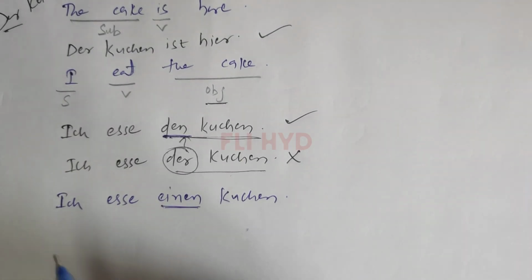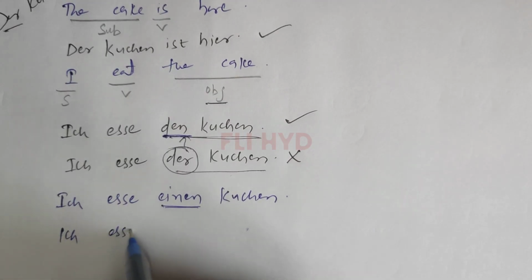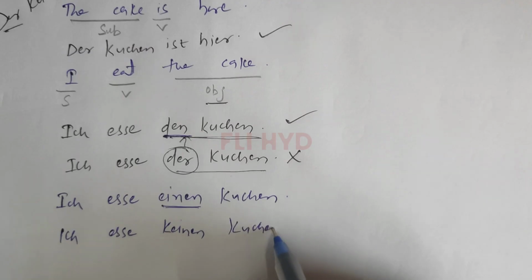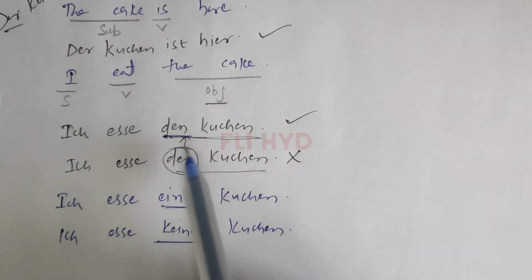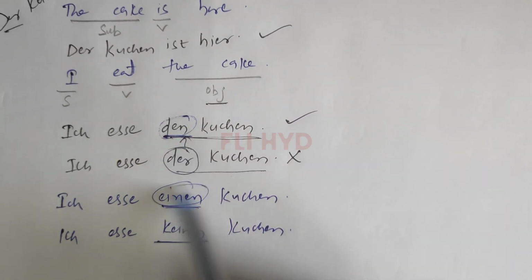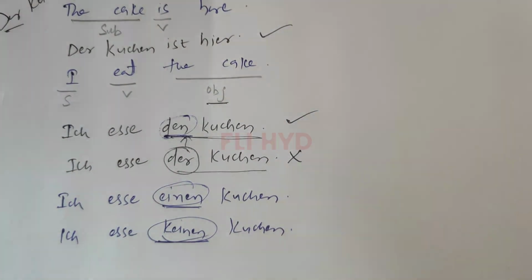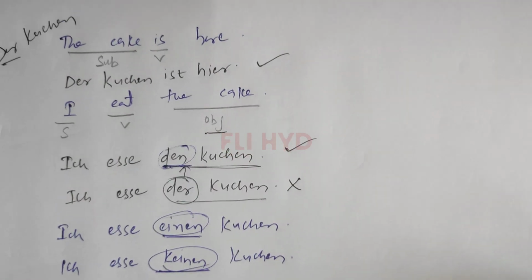If you want to say, I don't eat any cake, ich esse keinen Kuchen. So this is negation. I don't eat any cake. Okay. So definite article den, indefinite article einen, indefinite negative keinen. Neutral, feminine, plural will remain the same. There is no change in those. That's why I have taken a masculine noun here, so that you will find the difference.